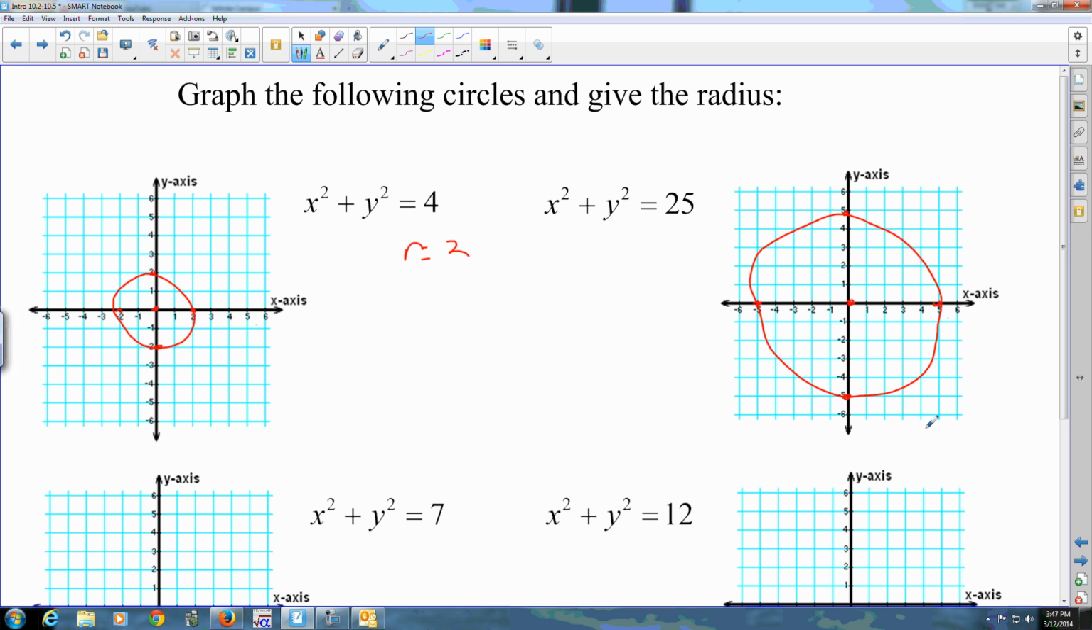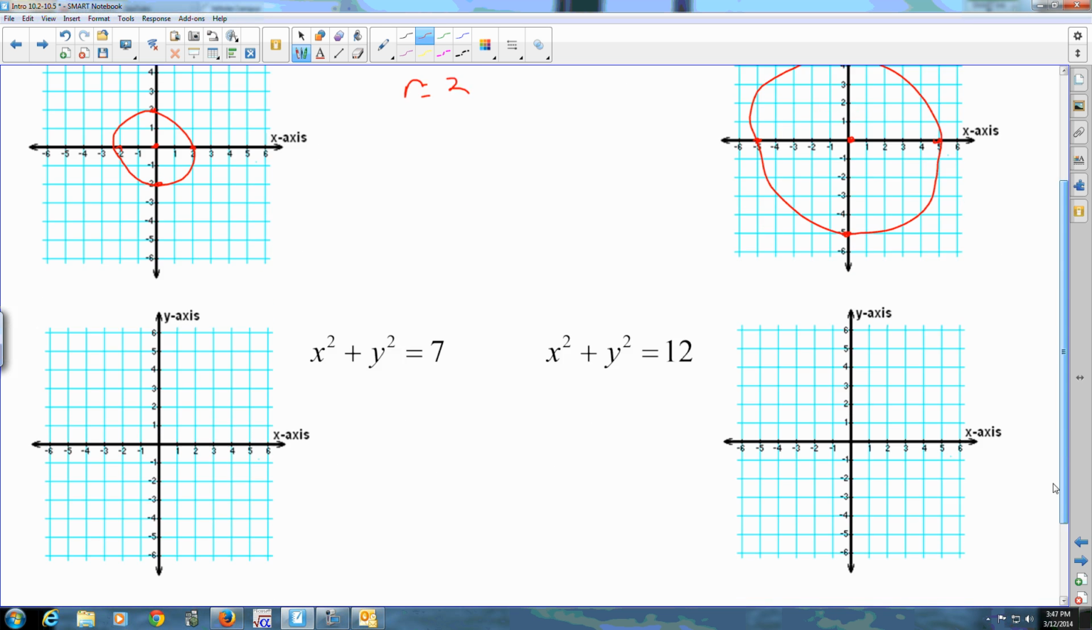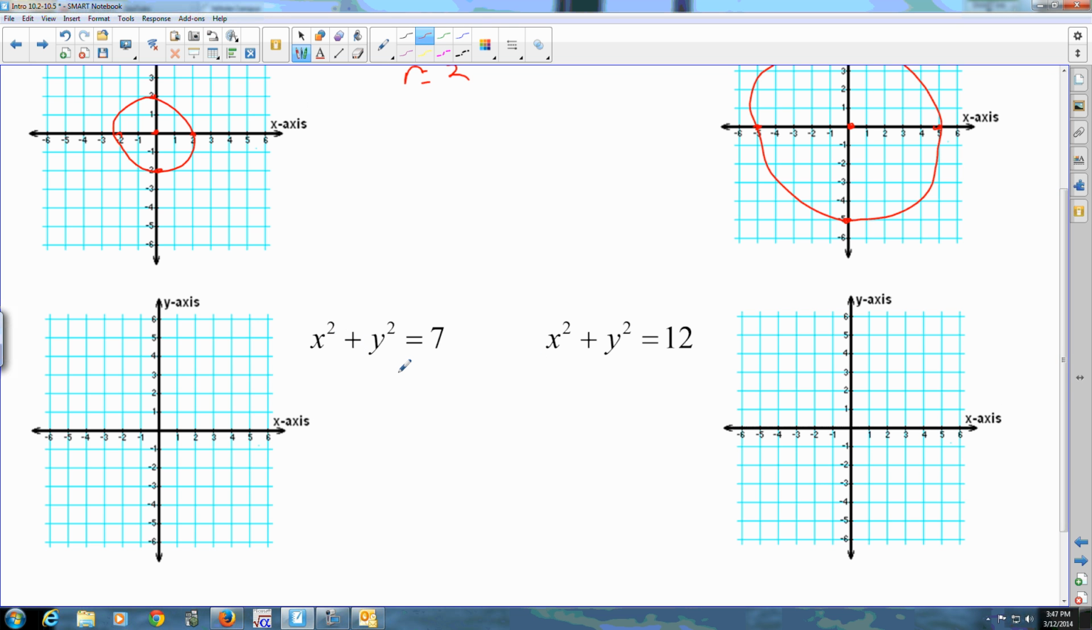Woo, that was not bad until I got over there. All right, then, about that. Square root of 7. So you have to come up with a decimal approximation for that. The square root of 7 is about 2.65, so 2.7, somewhere in there. So you guesstimate where it is. And then draw your circle.